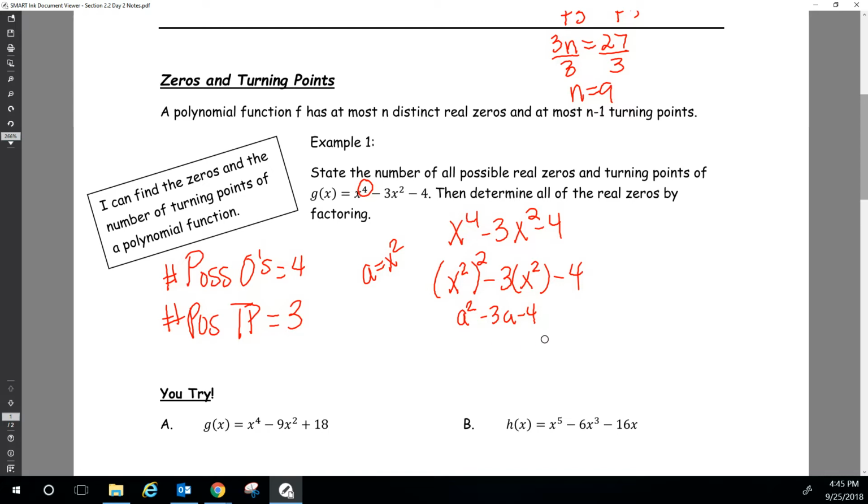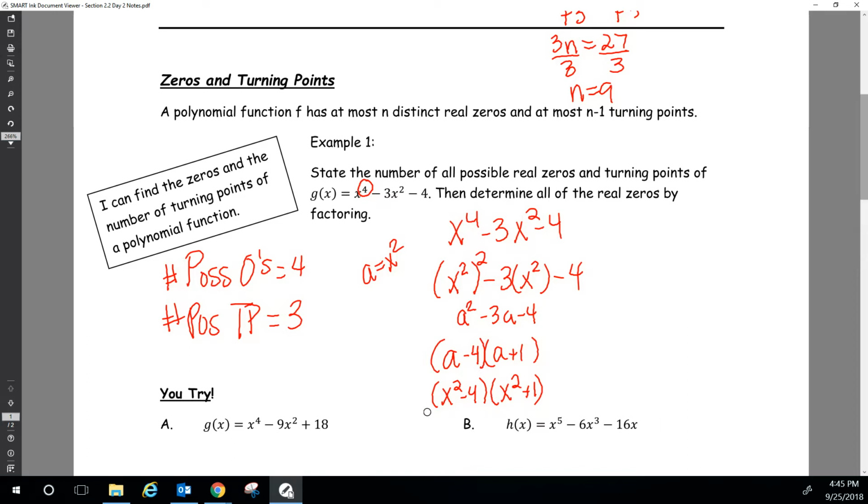And this I know how to factor from algebra 1. We're looking for 2 numbers that multiply to negative 4 and add to negative 3. That'd be negative 4 and positive 1. Once I've got it factored out, I go ahead and substitute that x squared back in. Do you have to do that step? Absolutely not. If it helps you, by all means, add it in there to see it.